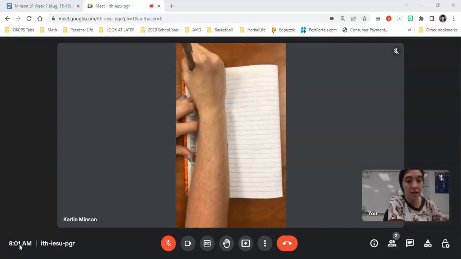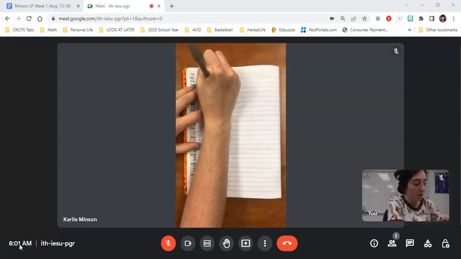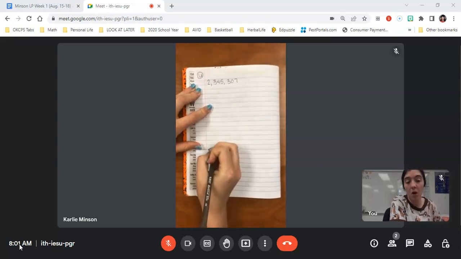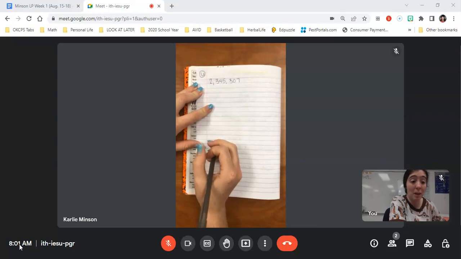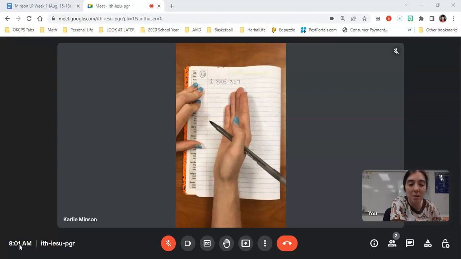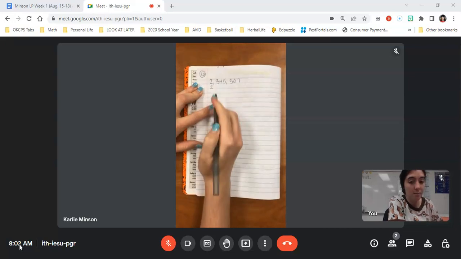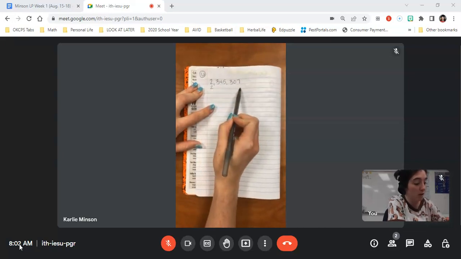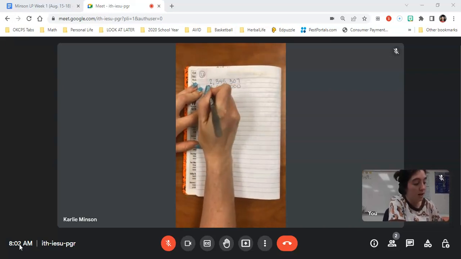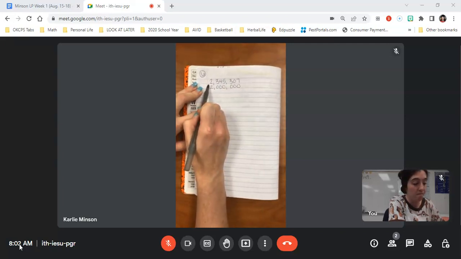So this is page 6. So let's say my number is 2,345,307. One way that you could do expanded form is by putting the numbers under your standard form. So what I mean by that is this. My first number is 2 and it's in the millions, so I'm just going to fill in the rest of this with zeros. So you see how this is 2 million, which is representing this number right here.